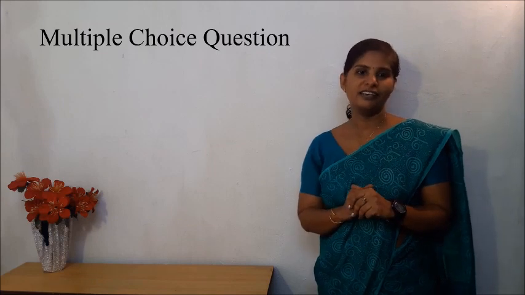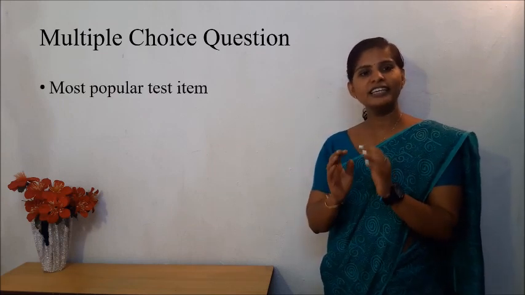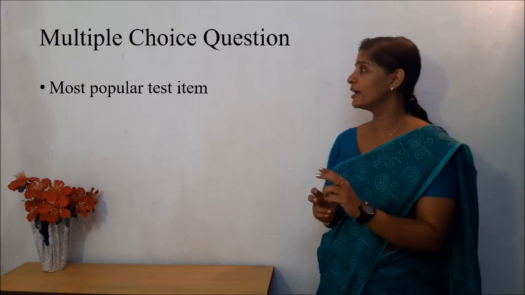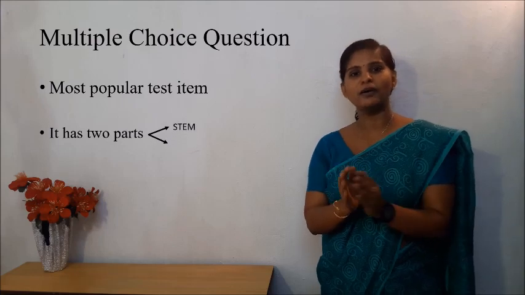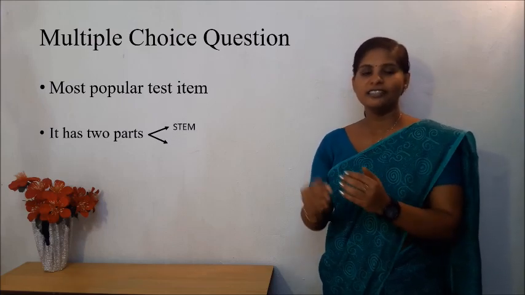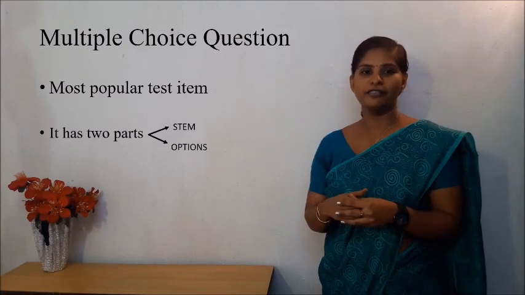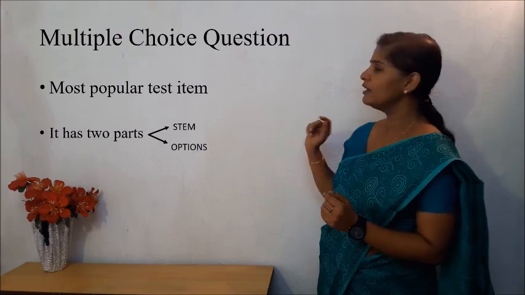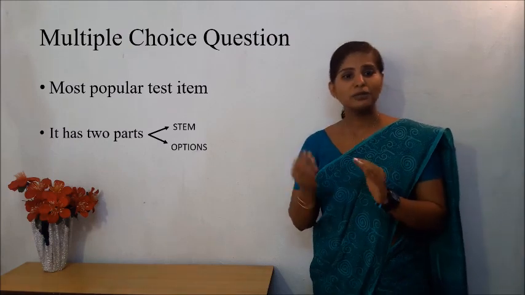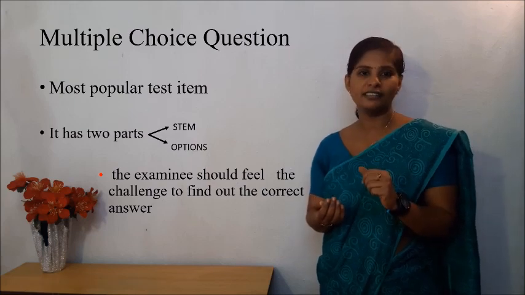The first item is multiple choice questions. See, this is the most popular test item. Every multiple choice question has two parts. The first one is the stem. It is an incomplete sentence or an interrogative sentence. The other is options or alternatives, usually 4 or 5. One is the answer and the others are called distractors. While seeing the distractors, the examinee should feel the challenge to find the correct answer.